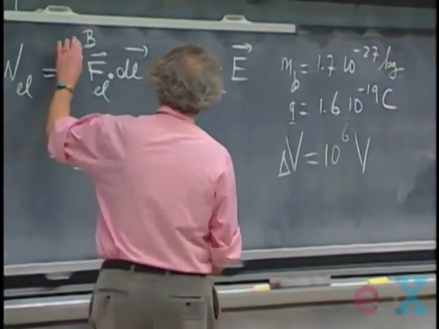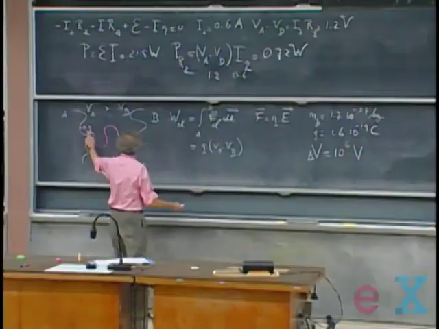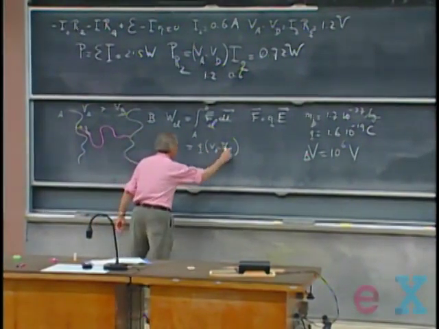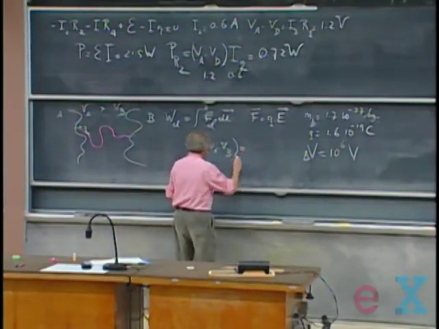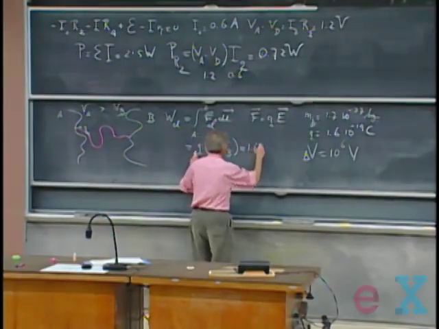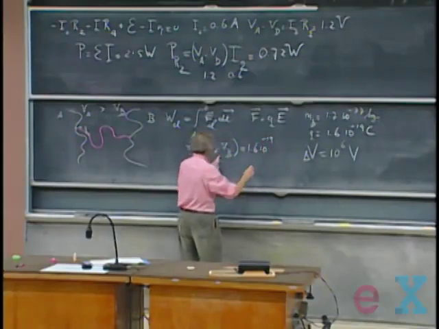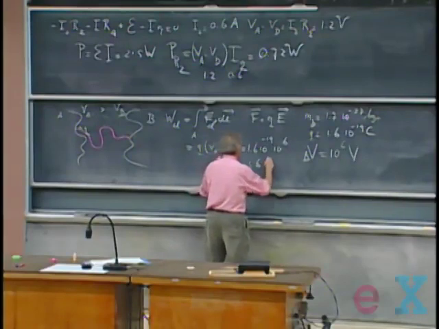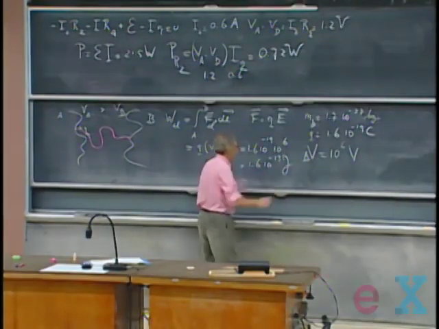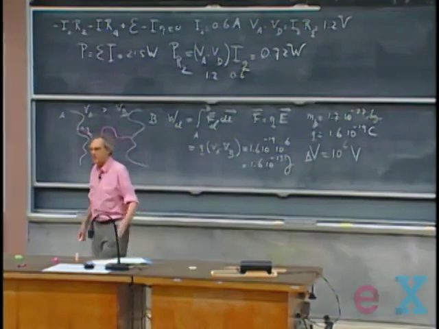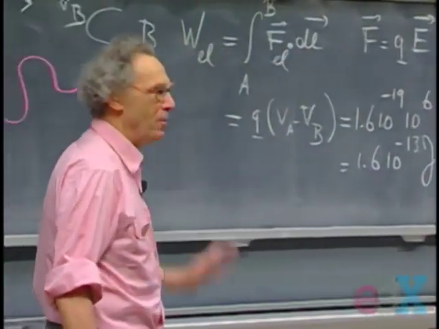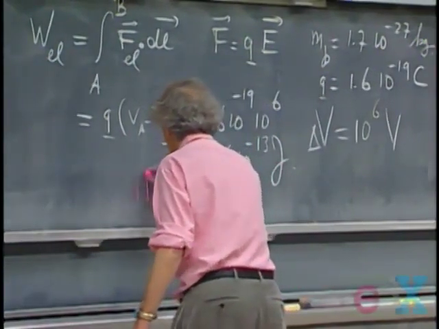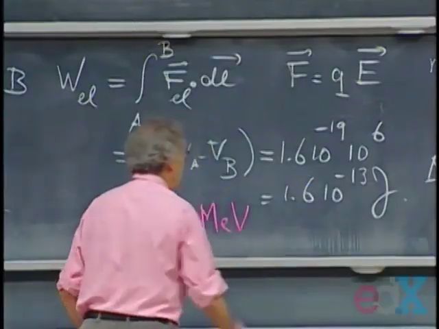So what is now the kinetic energy with which this proton reaches B? So that kinetic energy must be Q times the potential difference. So that is 1.6 times 10 to the minus 19 times 10 to the 6. So that is 1.6 times 10 to the minus 13 joules. Almost no physicist would call this 1.6 times 10 to the minus 13 joules, but we would say the kinetic energy of that proton is 1 MeV, 1 million electron volts.